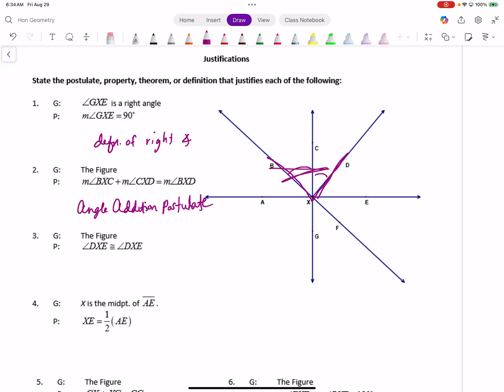All right, given this figure, angle DXE, why is it congruent to angle DXE? Well, that's the reflexive property of congruence. Anything's congruent to itself. All right, if they tell you X is the midpoint of segment AE, why do we know that X to E is half as long as A to E? We proved that yesterday. That's the midpoint theorem.